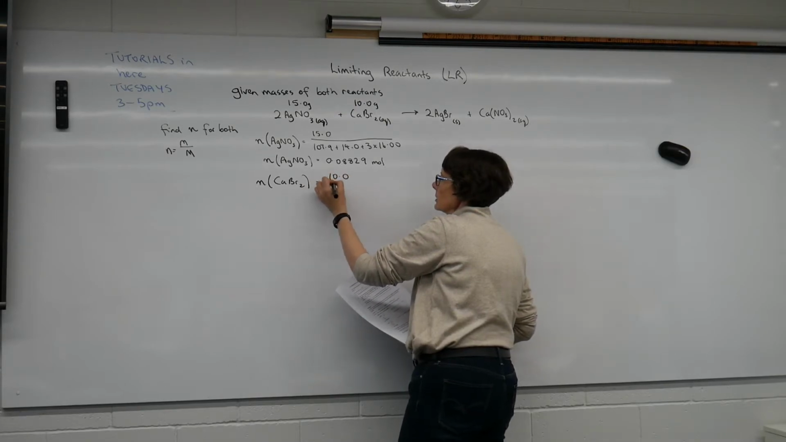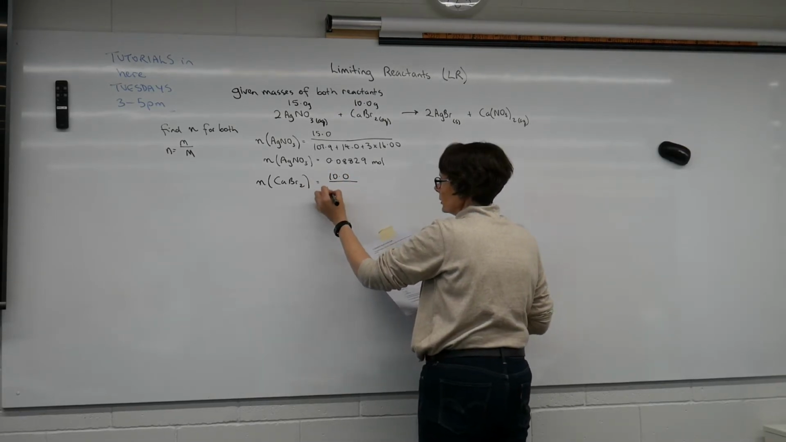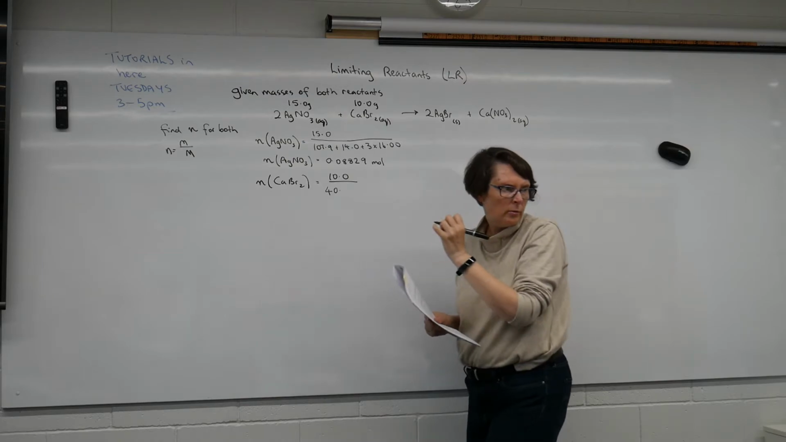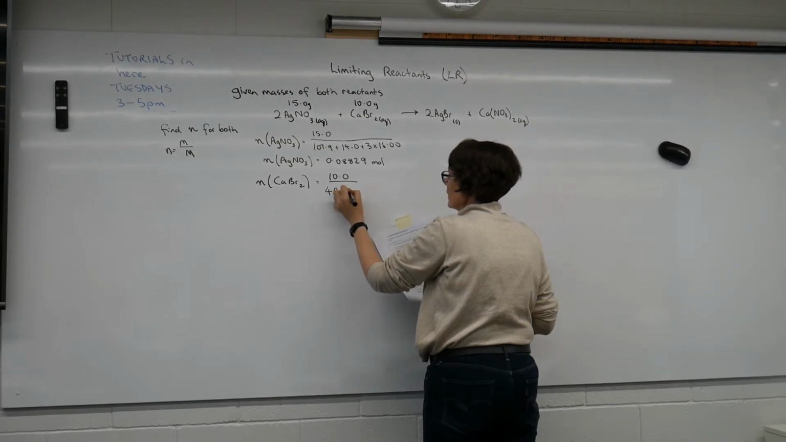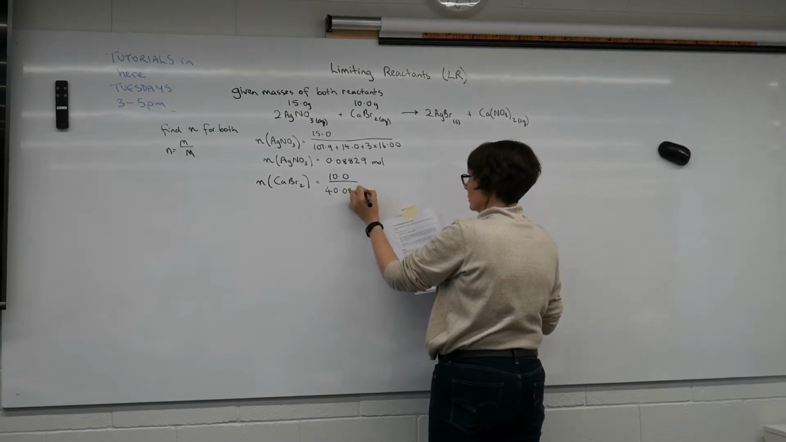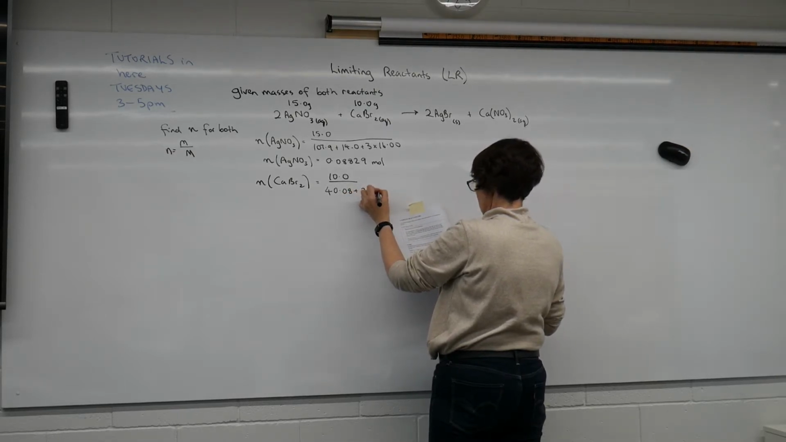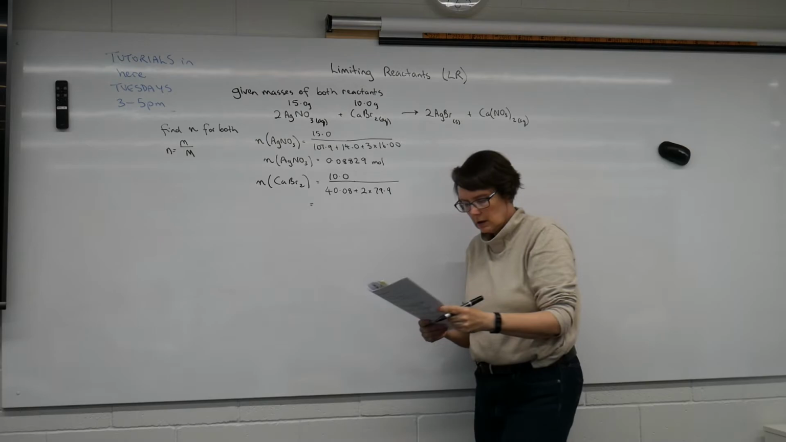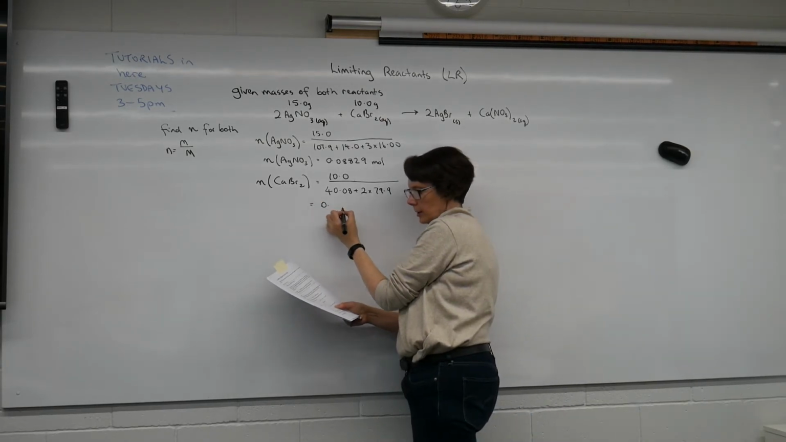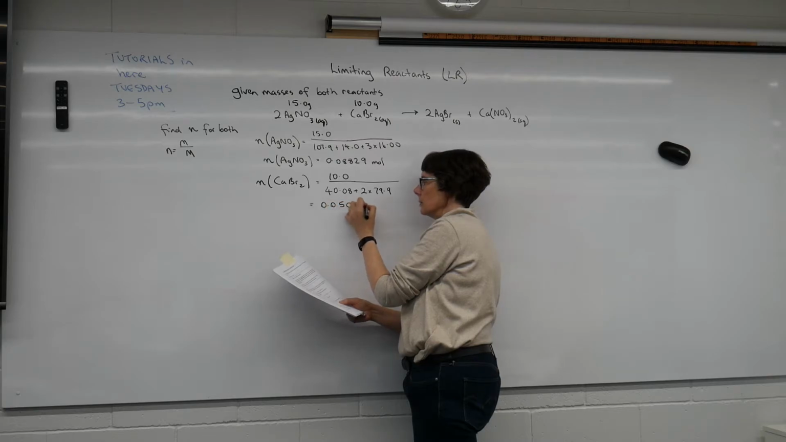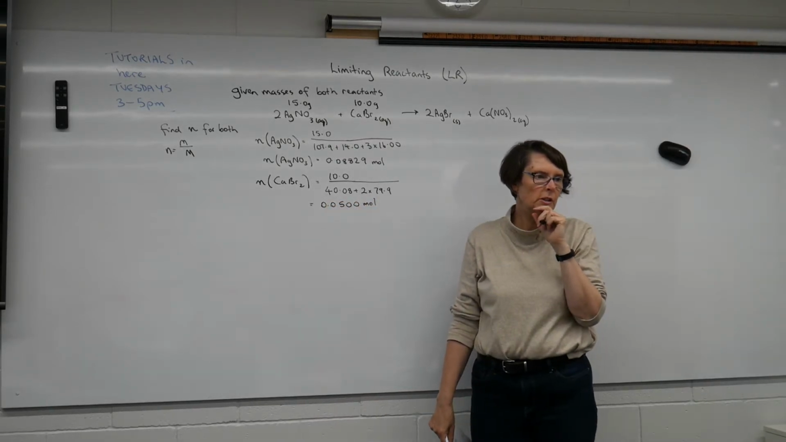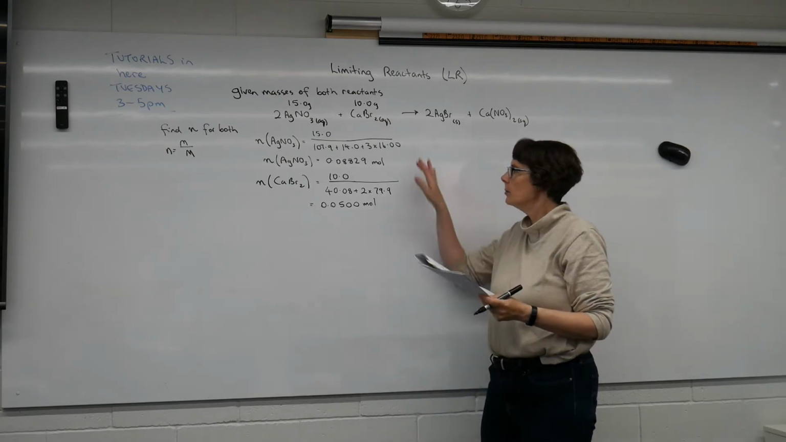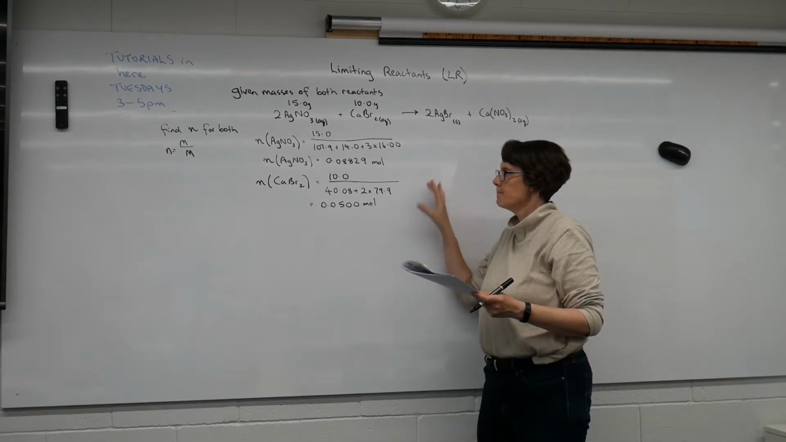This time we had 10 grams. Calcium is 40.08 on our formula sheet, plus 2 times the molar mass of bromine, and we get 0.0500 moles. Okay, so I've just done the same as any other mass calculation so far, except I had to find the moles for both reactants.